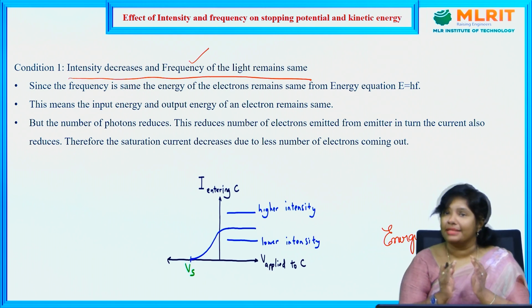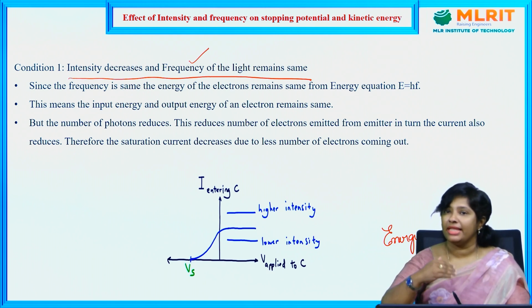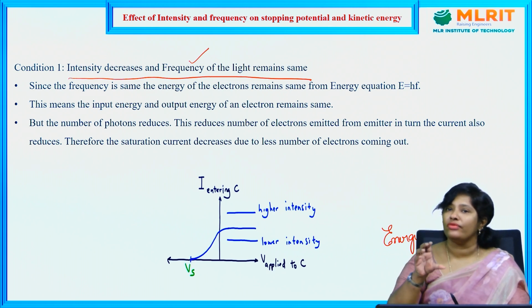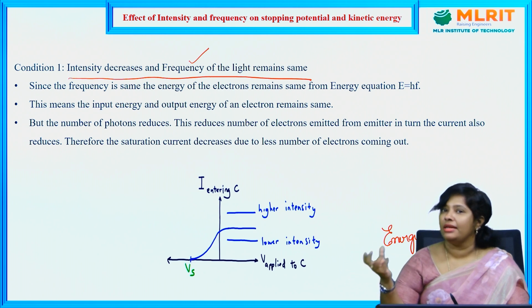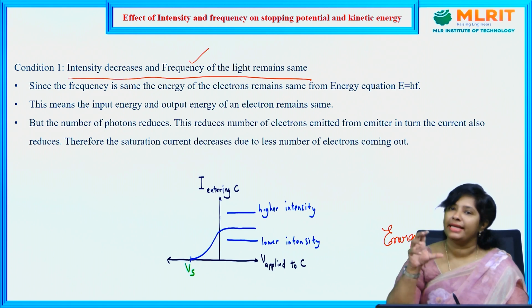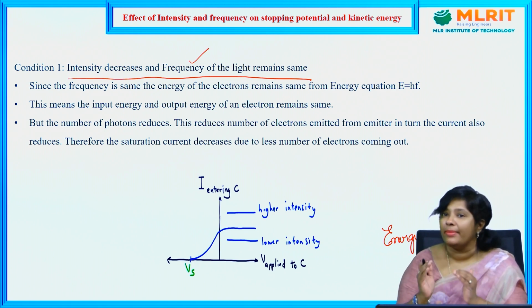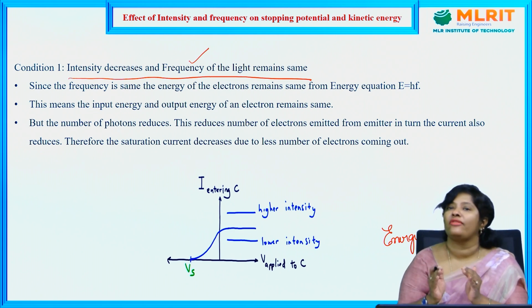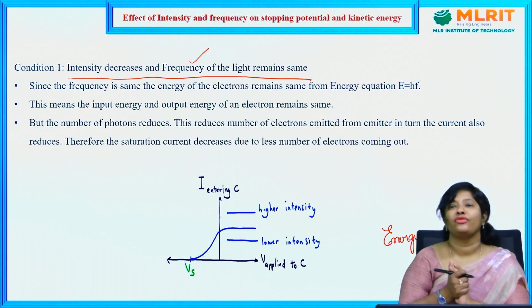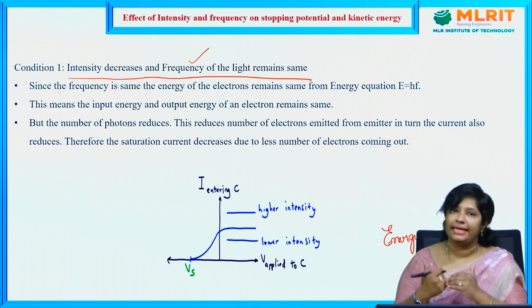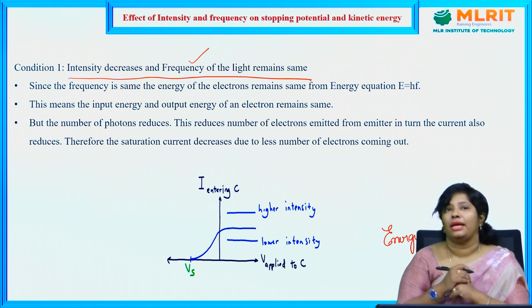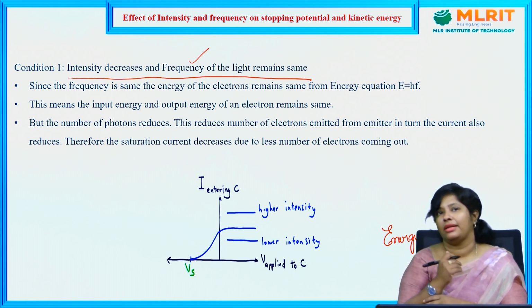But here, as the intensity is decreasing, the number of input photons is also decreasing. With fewer photons going inside the metal, the electrons emitted by the metal also decrease. The count of electrons decreases, but the energy remains the same. This decrease in the count of electrons in turn decreases the photocurrent. So, the saturation current decreases at low intensity with the frequency remaining the same.